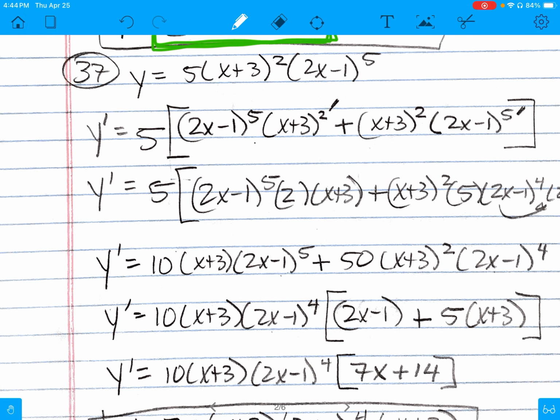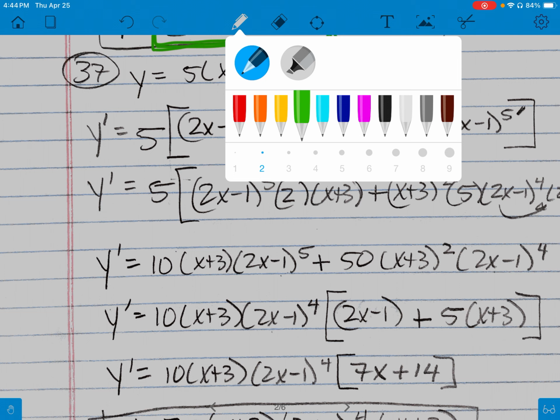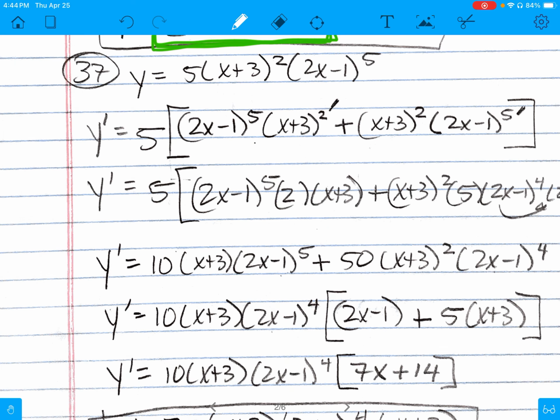So hopefully in 37, you can see why we would want to apply the product rule. We have this quantity, x plus 3 squared, times this other quantity, 2x minus 1 to the 5th, and they're being multiplied together, so we've got to use the product rule.